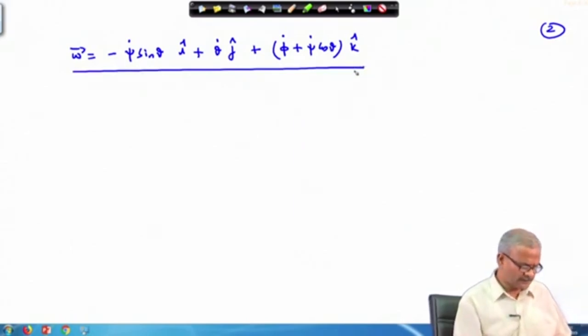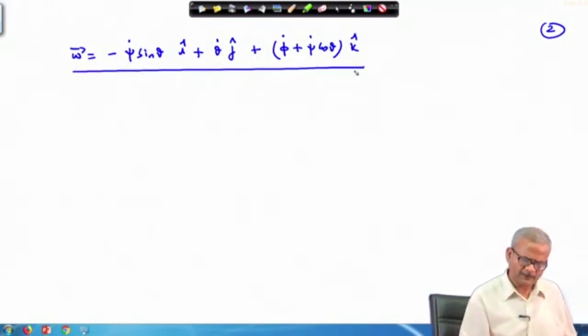Now, we can calculate the angular momentum of the system. If the system is free from the external torque, then the angular momentum vector will be constant. If it is not free from the external torque, then the angular momentum vector cannot be constant.